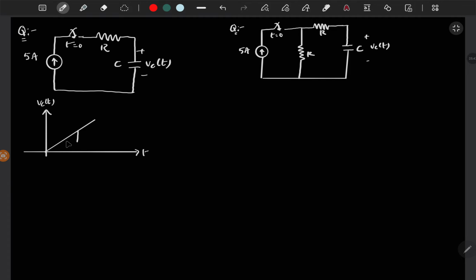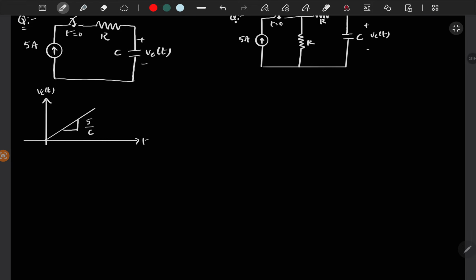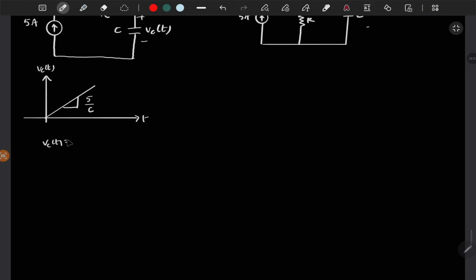And this slope is I naught by c, right? So which is 5 by c. So how did you get that? Because v is equal to 1 by c integral I dt. So this we have already discussed. Since IC of t is constant, you will take out that constant. I am assuming it is I naught, and integral dt. Integral dt is t. So I naught by c times t. So this is the slope. This is in the form of y is equal to mx. So m is the slope and x is the time.